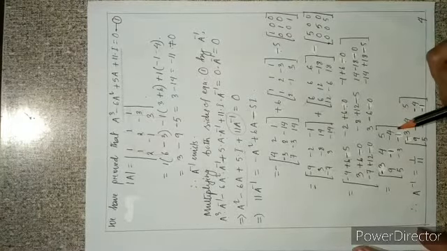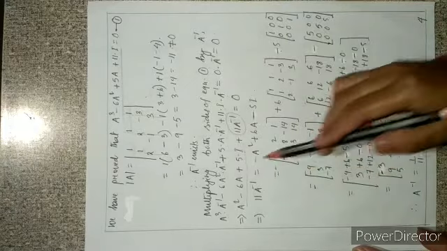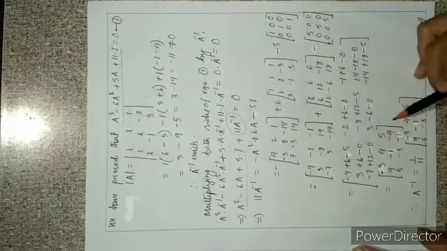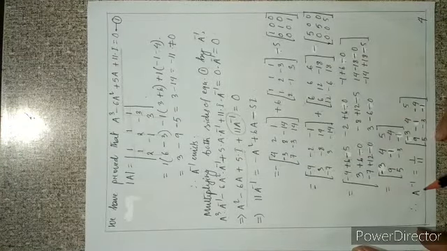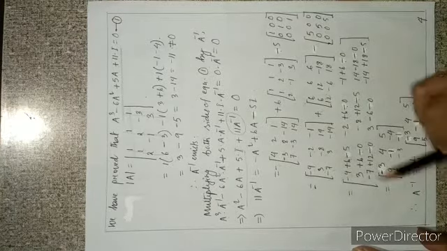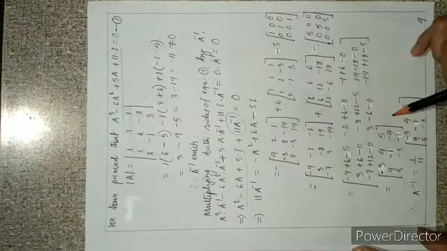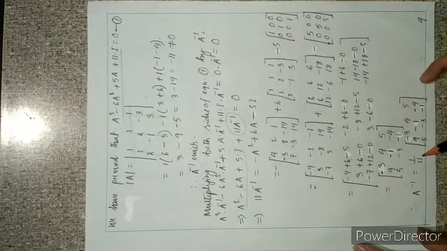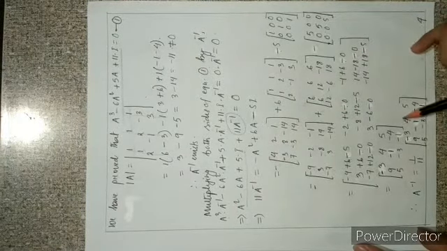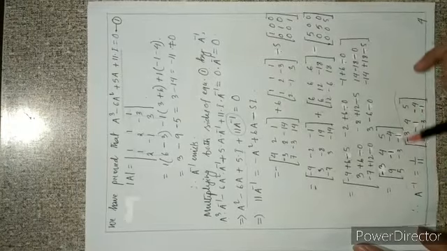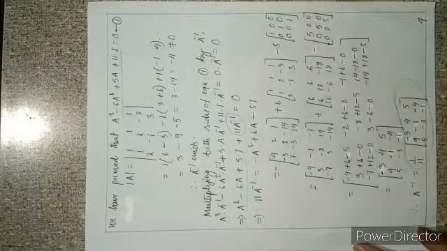Now we have the value of 11 A inverse. To find the value of A inverse, we should divide both sides of the matrix equation by 11, that is 1 by 11, then write this matrix. So A inverse is equal to 1 by 11 times this matrix.